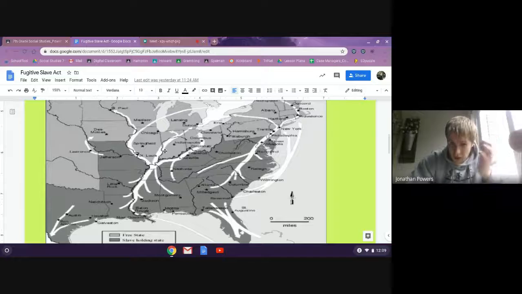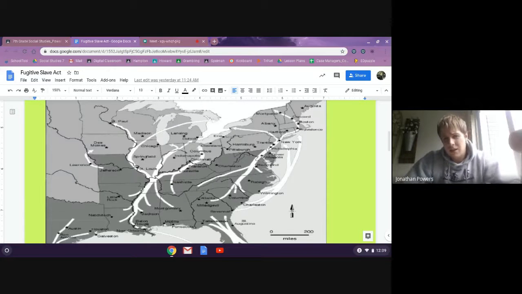Mexico banned slavery in the late 1820s. And I believe it was the mid 1830s that Canada ends up abolishing slavery as well. It's not going to be abolished in the United States until 1865, after the American Civil War is fought. And that's where our studies for seventh grade social studies are going to end.